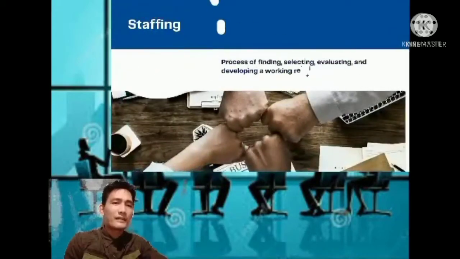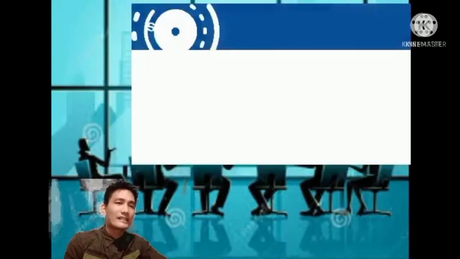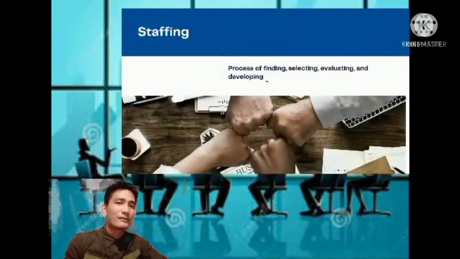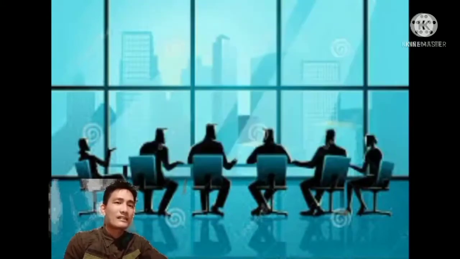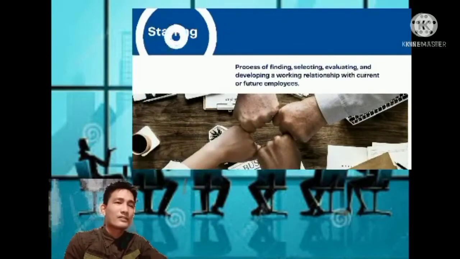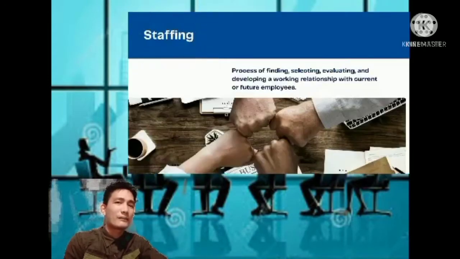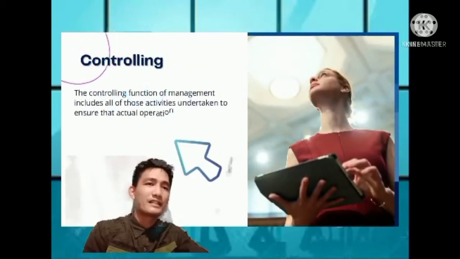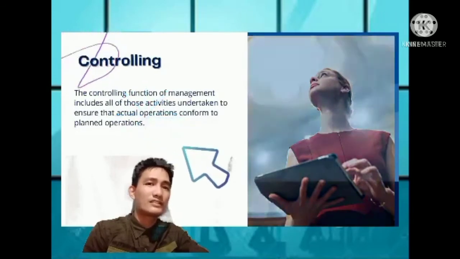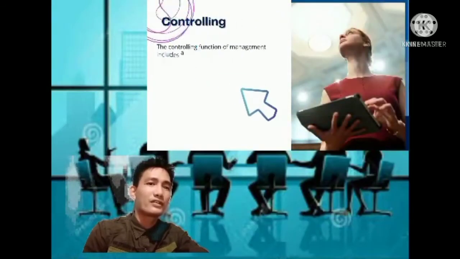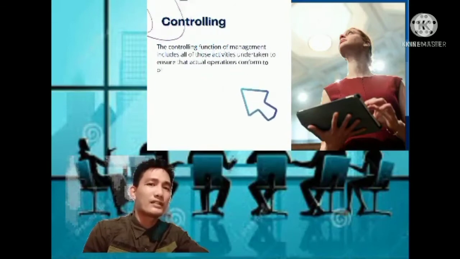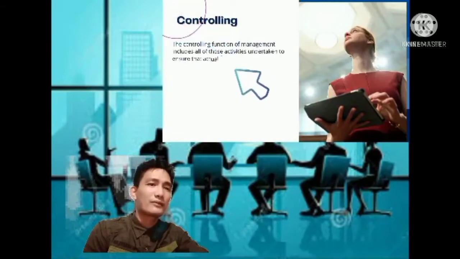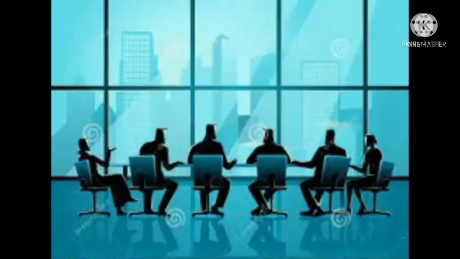Fourth is staffing. Staffing is a process of finding, selecting, evaluating, and developing a working relation with the current or the future employees, identifying and attracting potential employees to fill open positions in the company, with teams and departments. Lastly is controlling. This function of management includes all of those activities undertaken to ensure the actual operations conform to planned operation. Analyze your progress toward achieving your goals, making improvements of your performance, and taking action.